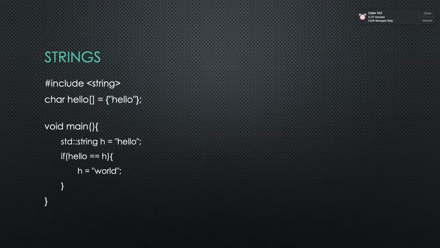So we're creating a string called hello, right? And then if hello equals h, then h equals world. There are too many hellos there. Okay, so what is this doing? Someone can tell me.